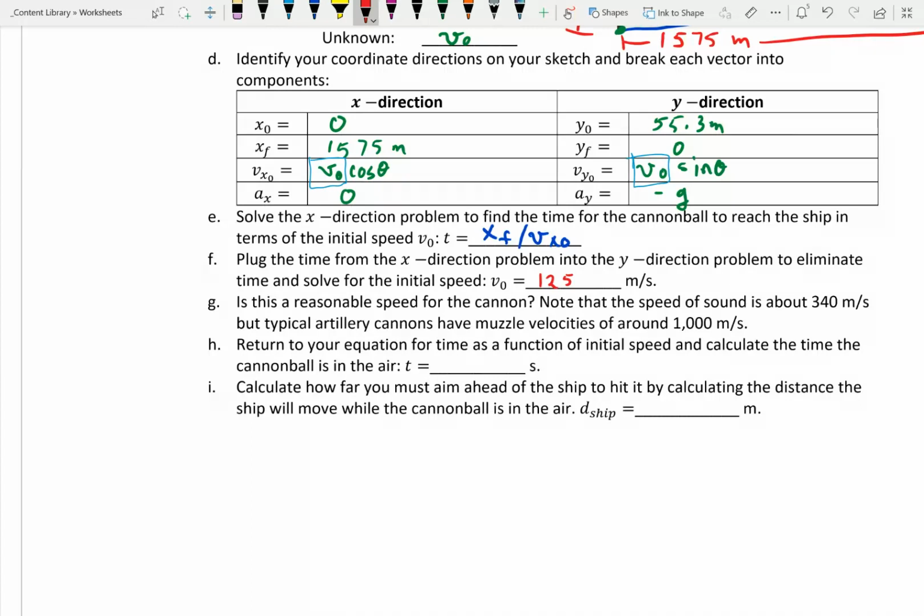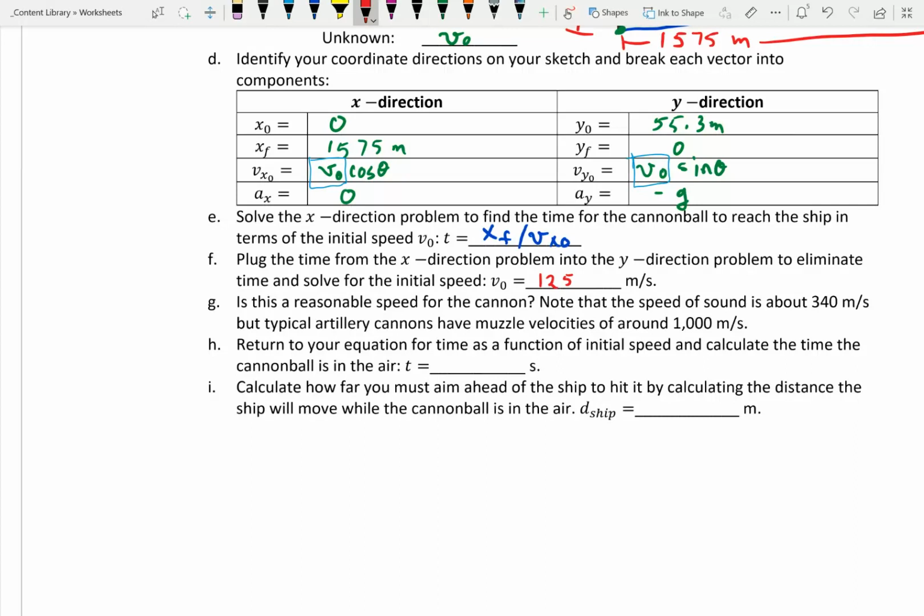Now, question, is this a reasonable speed for the cannon? The speed of sound is about 340 meters per second, but typical artillery cannons have muzzle velocities of around 1,000 meters per second. Well, this is less than the speed of sound. It's actually a relatively slow cannon shot. You have a lot of range with cannons. Just check with Mythbusters if you don't believe. They had a very significant mistake when they were trying to test a cannon. They ended up hitting a house, hitting a car. It was funny. No one was injured, thankfully. Okay, so it turns out this is a slow speed, but it's certainly a possible speed.